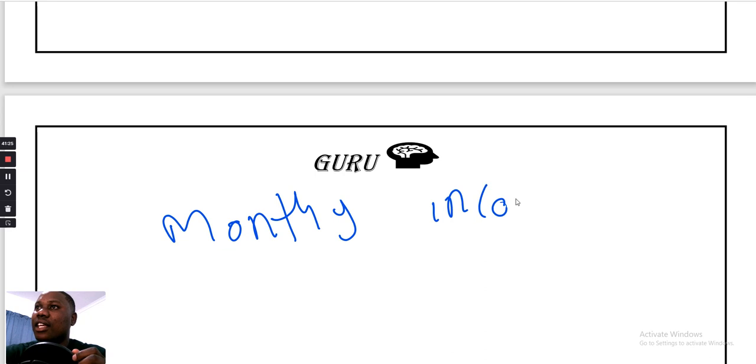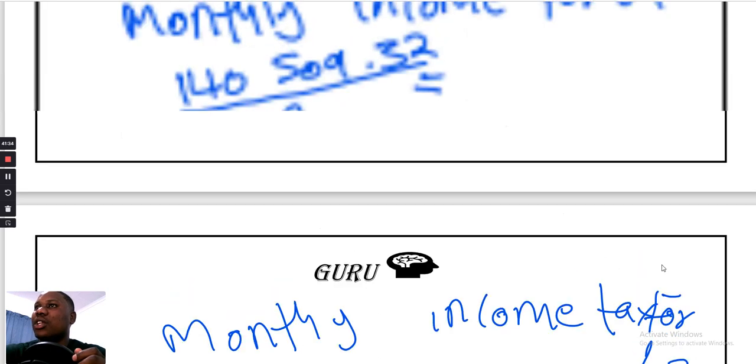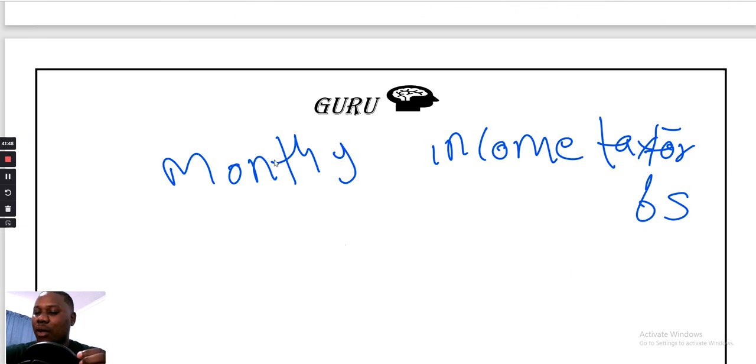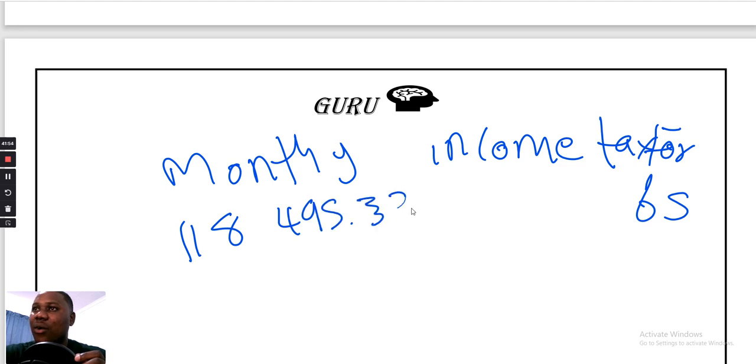Monthly income tax for what? For 65. Okay, for 65. So we have calculated the 118,495.32. Okay, so remember this 118,495.32. It is the annual income tax.